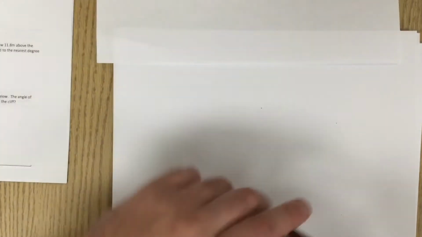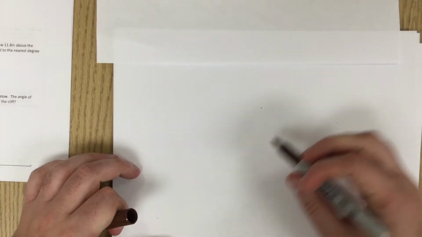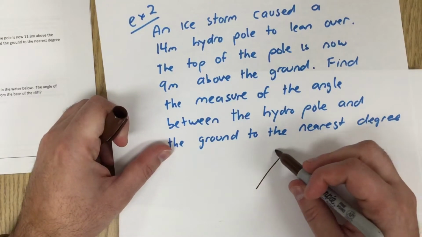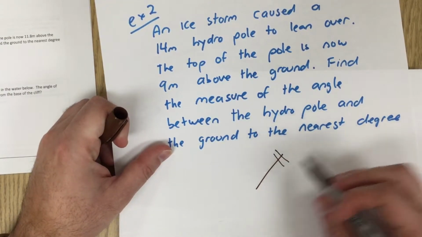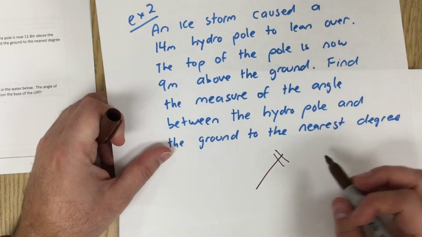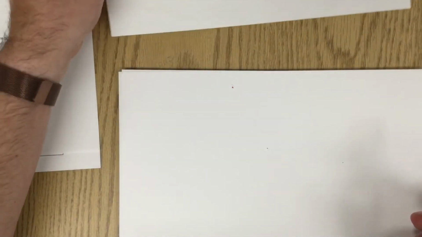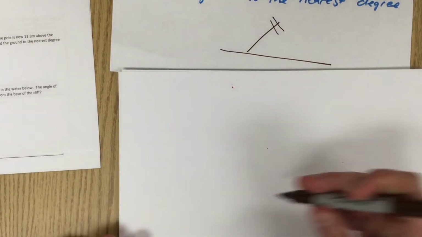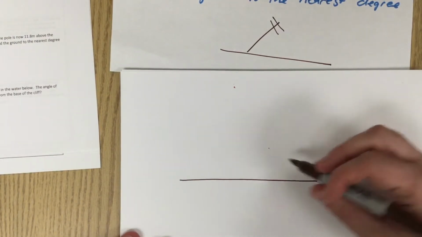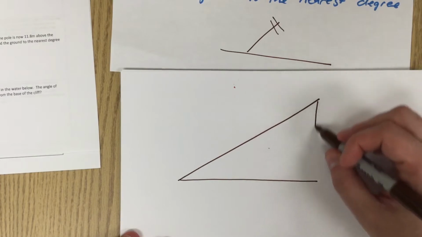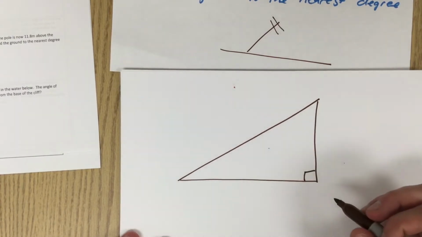So what we have is, I was going to draw the situation. We have our hydropole, and it's leaning over, and there's the ground. So that's what it looks like. So we're going to draw a triangle. It's going to be a right angle triangle because that's all we know how to deal with right now.